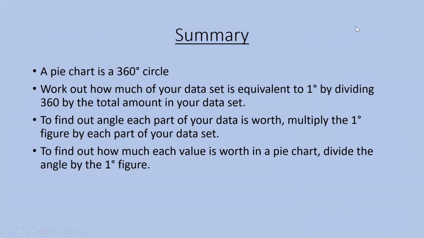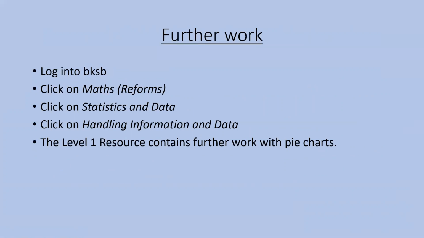So in summary, a pie chart is a 360-degree circle. Work out how much of your data set is equivalent to 1 degree by dividing 360 by the total amount of data in your data set. To find out the angle each part of your data is worth, multiply the 1 degree figure by each part of your data set. And to find out how much each value is worth in a pie chart, divide the angle by the 1 degree figure.